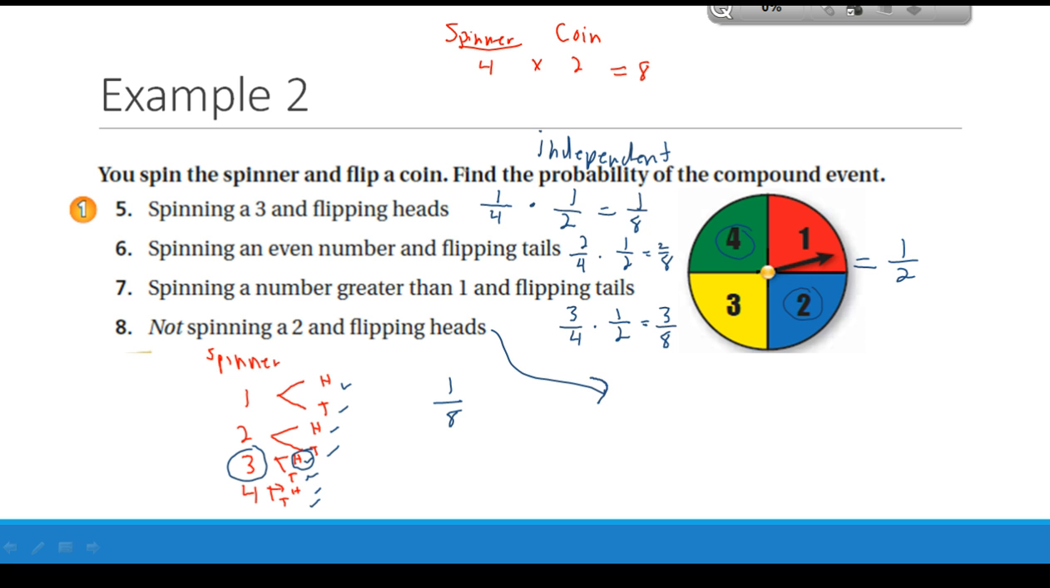And then not spinning a 2. So that we'll do here. Not a 2. So not a 2 means a 1, 3, or 4. So there's 3 choices there. And heads is still 1/2. So that's 3/8.